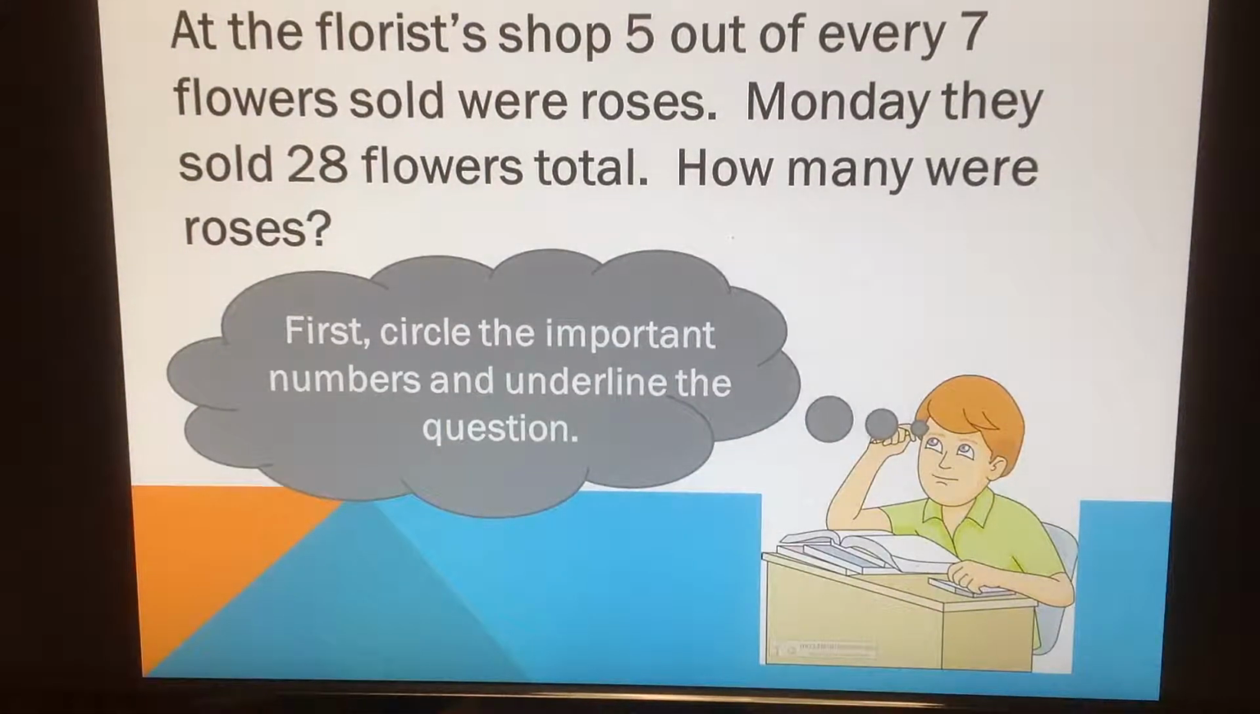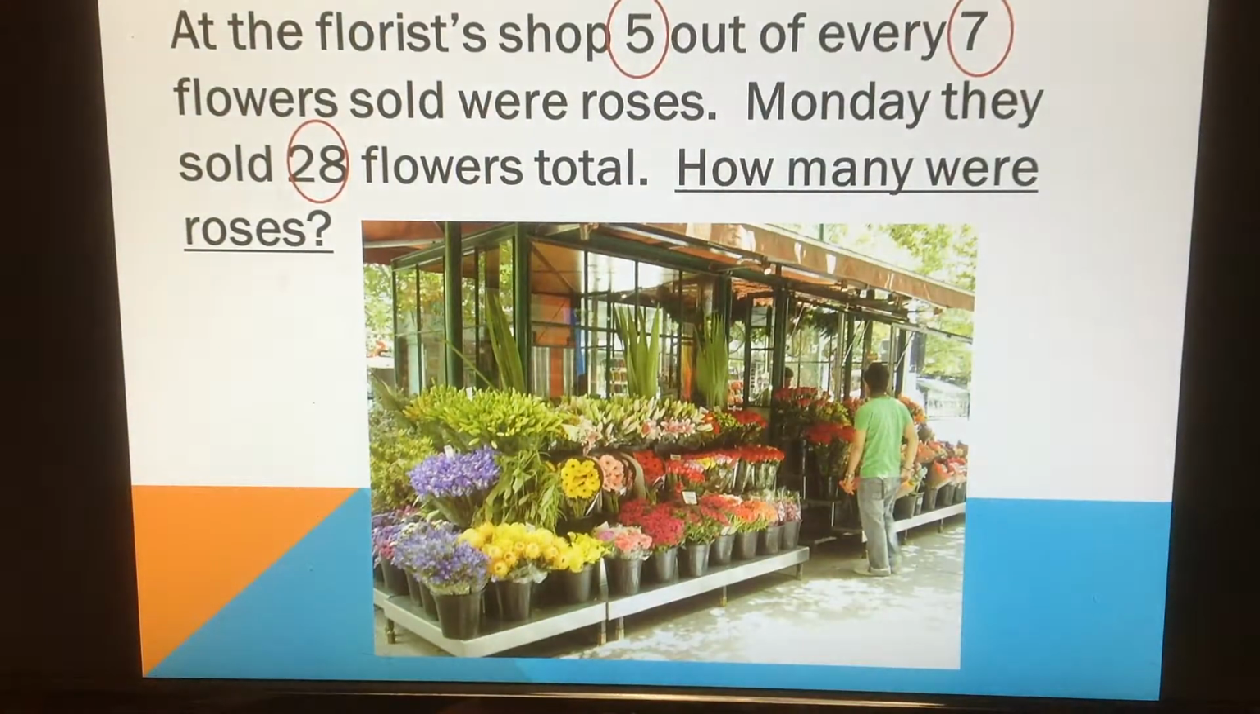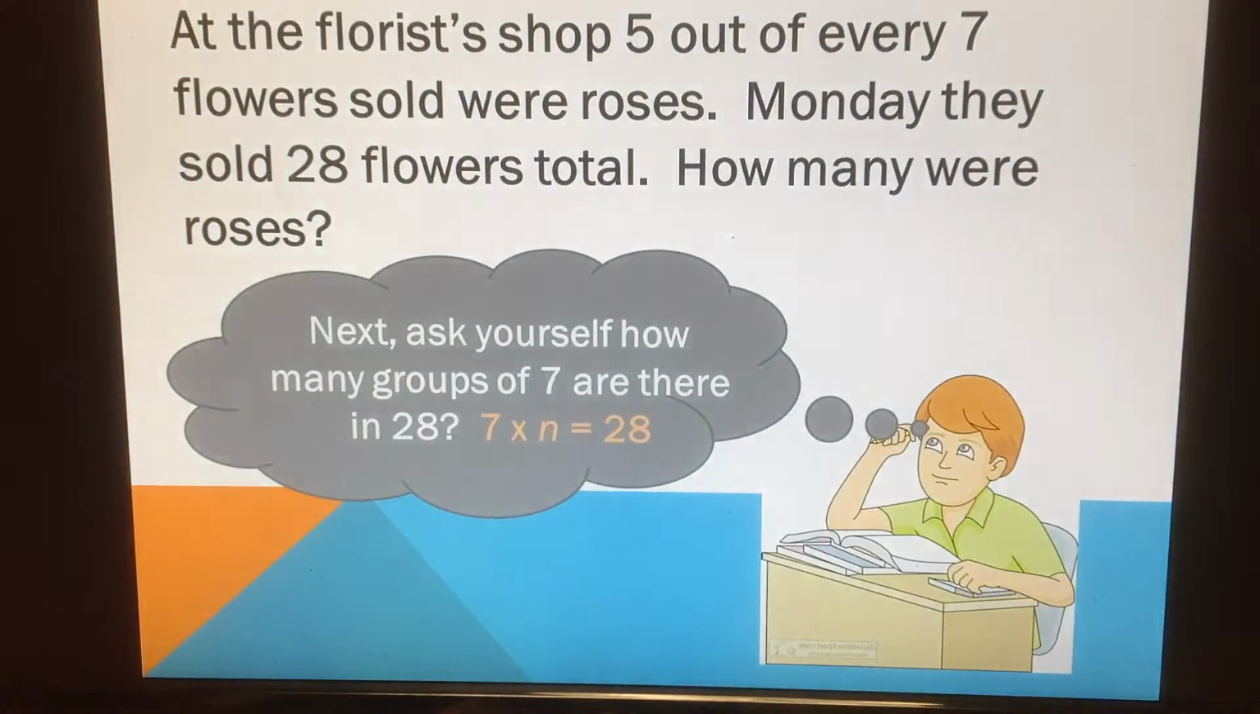First, circle the important numbers and underline the question. We're used to doing that a lot. So here are the important numbers circled and the question underlined. Alright, next ask yourself: how many groups of 7 are there in 28?